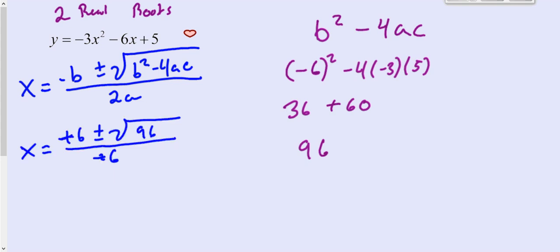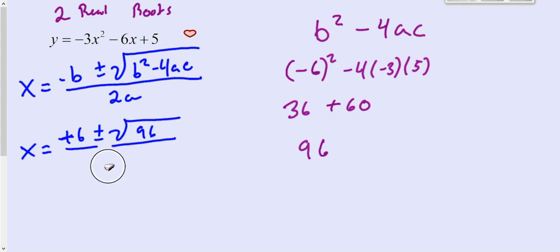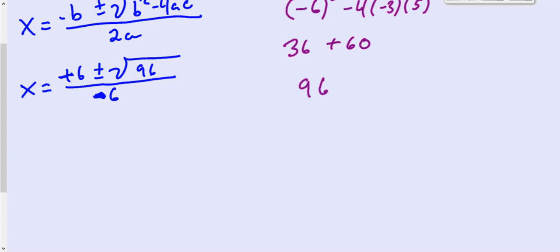Oh, I don't want to erase all of it. That was weird. Okay, whatever. I'm just going to put the negative 6 right there. I don't know why I kept deleting it all weirdly like that.